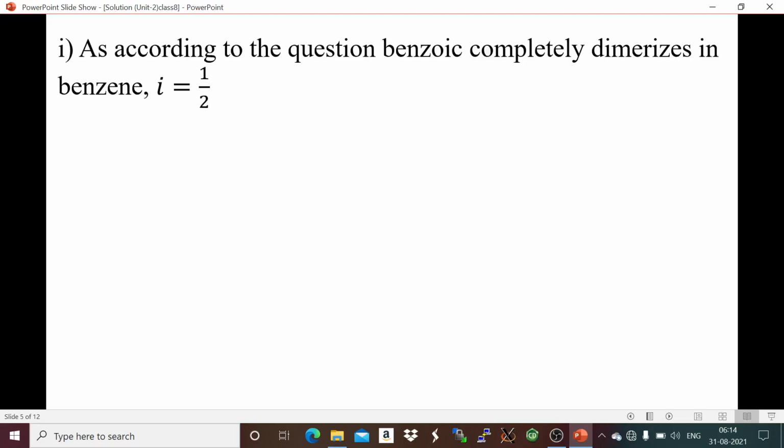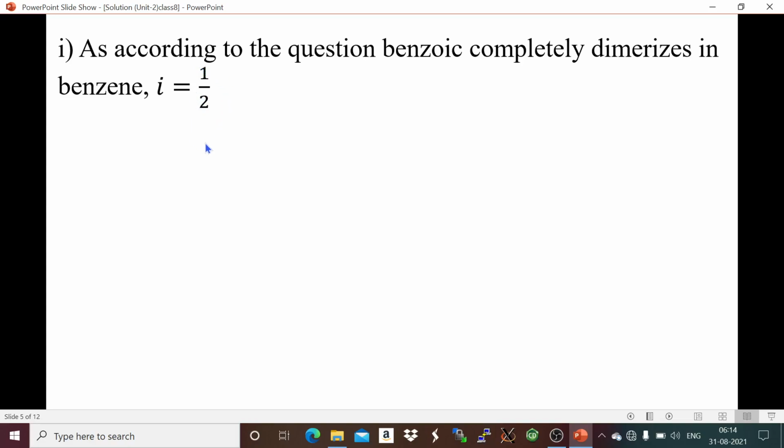So according to the question, as benzoic acid completely dimerizes in benzene, the i value is equal to half. If you remember, i is equal to the number of particles after association divided by the number of particles before association. So if we take 2 molecules of benzoic acid, we will get 1 molecule, no? So after association it is 1, before association it is 2.